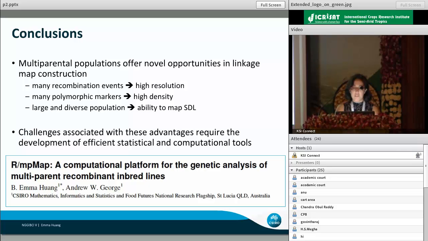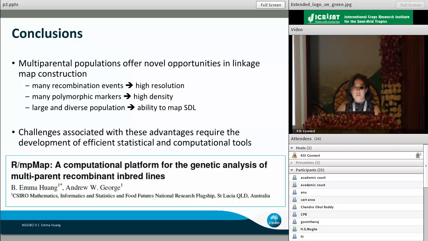They have many polymorphic markers, so you have very high density maps you can generate. And because we have these large and diverse populations, we have a great ability to map segregation disorder loci. The challenges associated with these really require the development, though, of efficient statistical and computational tools. Dealing with any sort of large data like this would require this.